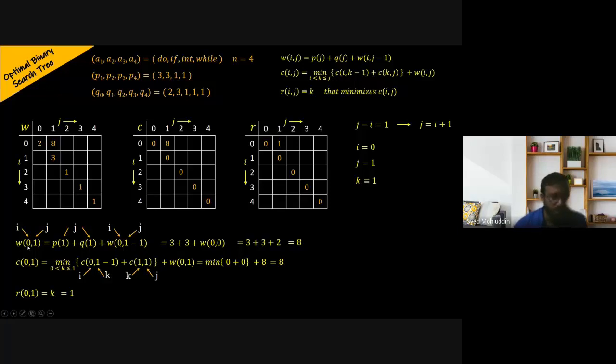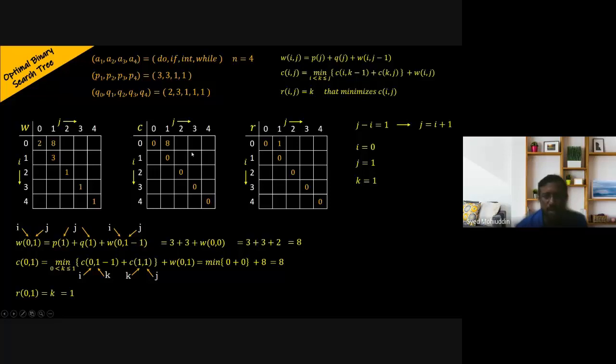So W of 0, 1: W of i, j is P of j, that is 1, plus Q of j, that is 1, plus W of i, j minus 1, that is W of 0, 0. So j is also 1 in this case. P of 1 is 3 over here. Q of 1 is also 3. So 3 plus 3 plus W of 0, 0. What is W of 0, 0? We have already computed it. It's here in the table. It's 2. Plus 2 will give us 8. Now this is the W value.